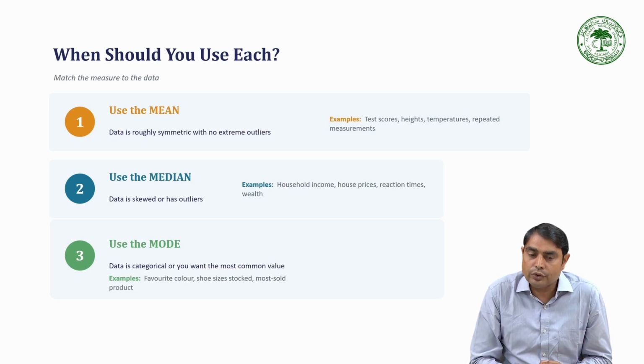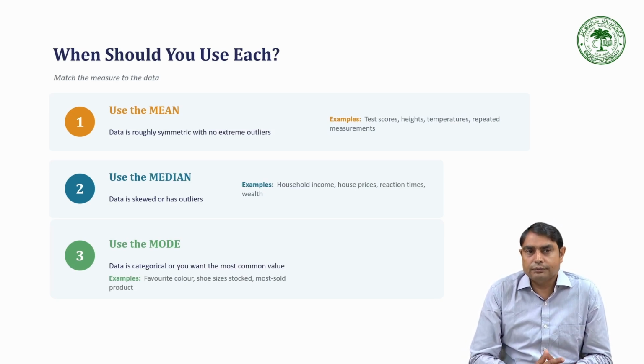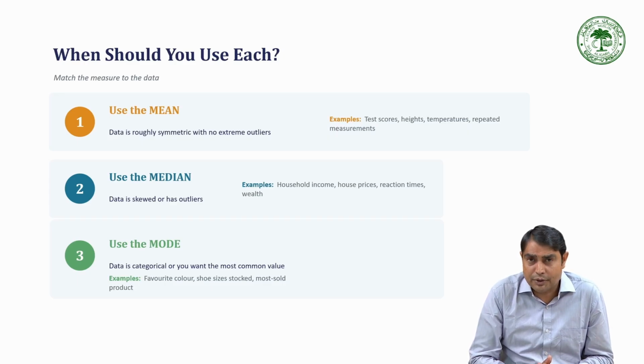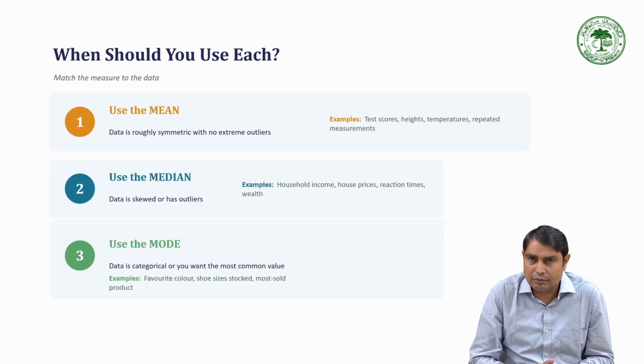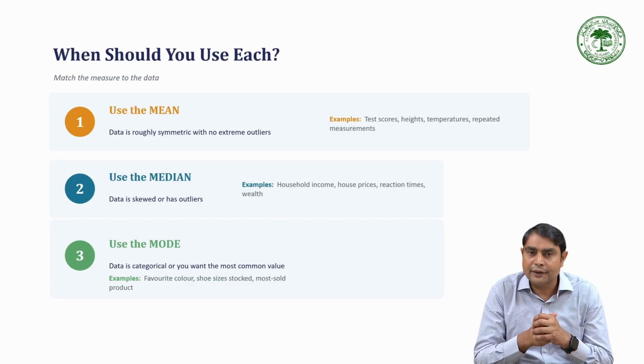So when should you use each? Use mean when data is roughly symmetrical with no extreme outliers. Examples: test score, height, temperature, repeated measurement, or you are measuring the marks, you are measuring the weights, anything where you need the data to be continuous. Median is good when your data is skewed or you have outliers. For example, household income, house prices, reaction time, satisfaction level, or you can say your improvement in health, etc.